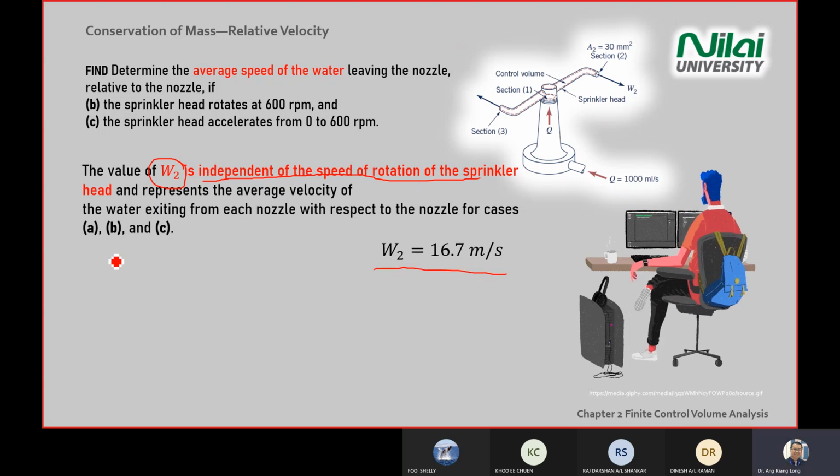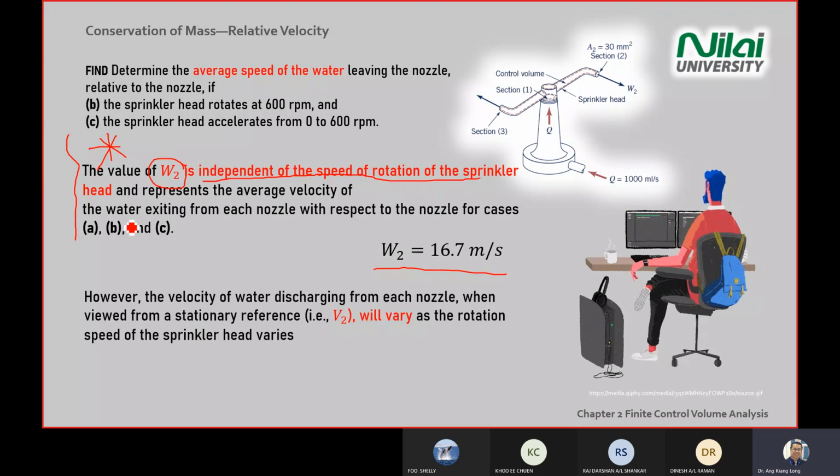If this kind of question comes out in a test or exam, for B and C you actually need to explain why you use the answer from A. Why do you use W2 equal to 16.7 meters per second? You need to explain: because W2 is independent of the speed of rotation. It's a relative value. You need to know how to explain.